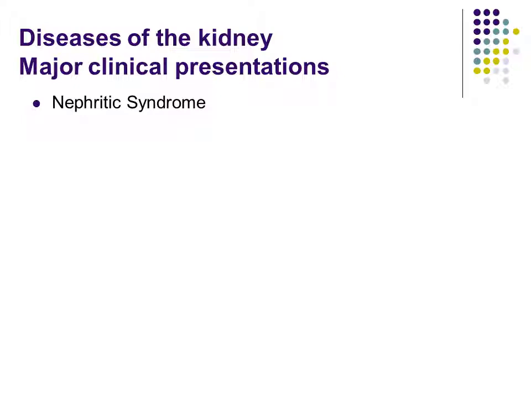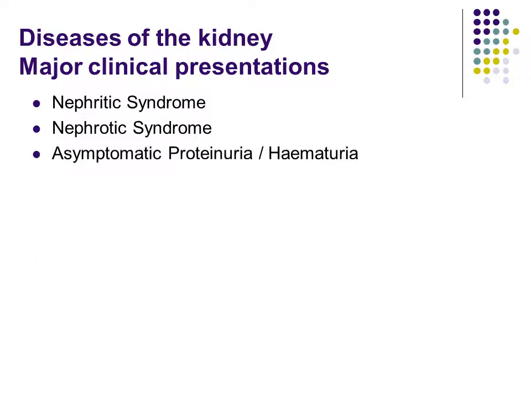This is the classic presentation of, for example, acute streptococcal glomerulonephritis. Nephrotic syndrome is another presentation in which you will get heavy proteinuria, more than 3.5 grams per day. There is hypoalbuminemia, there is severe edema, hyperlipidemia, and lipiduria. There is presence of lipid in the urine.